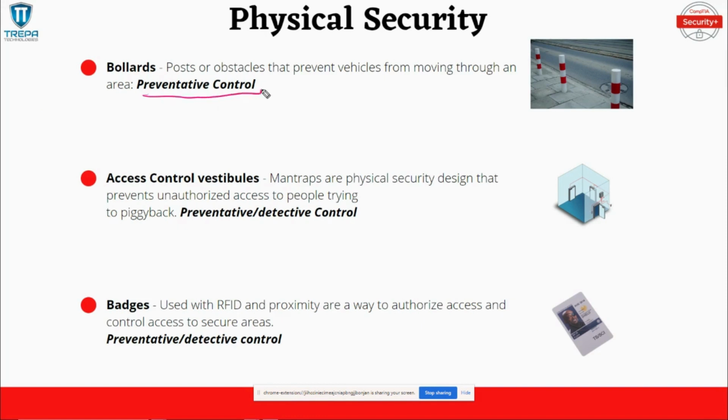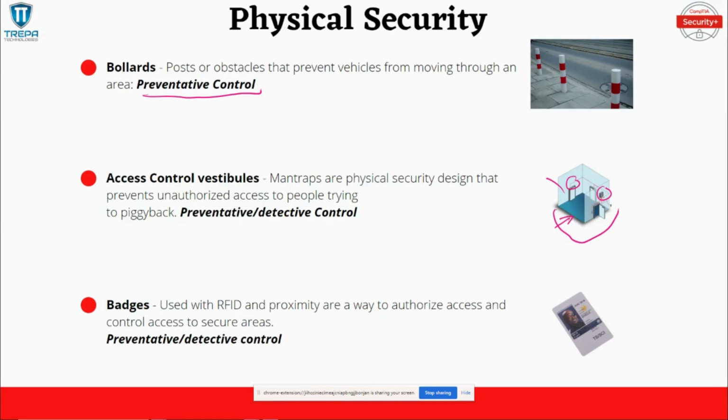Access control vestibules are preventative and detective controls for people trying to tailgate or piggyback into a secure area. So you see here, there's two doors that you must go through to get to the secure area, right? You see that badge reader right there. And then maybe this is leading into that secure area. This is a preventative control to stop people from tailgating or piggybacking. Then also detective, because now you got that person trapped in that door. So now you can see them.